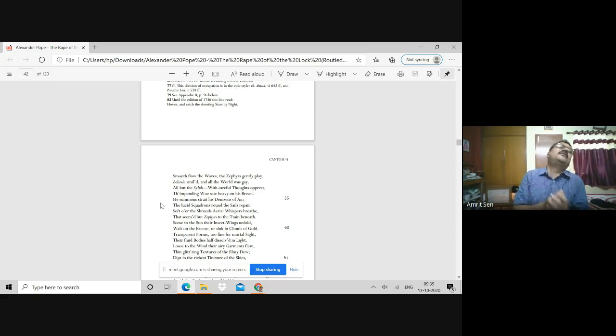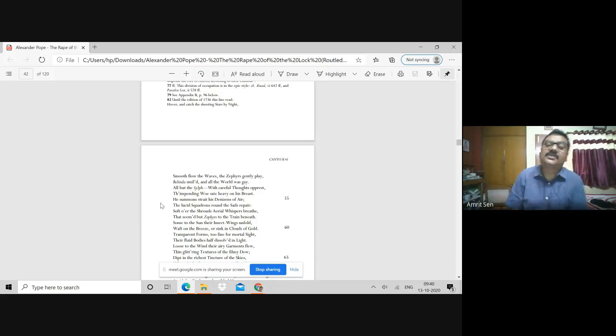What kind of army is this? Instead of the battle-hardy Trojans or the Greeks, the enormous figures of Achilles or Hector, what you have in this particular instance are tiny little sylphs who are sort of creating a formation of an army. So this is the art of trivialization and diminution that Pope practices.